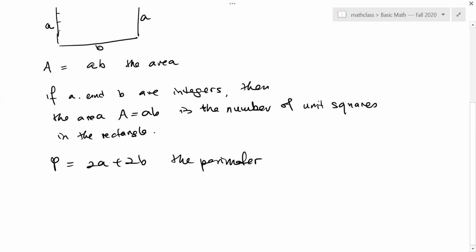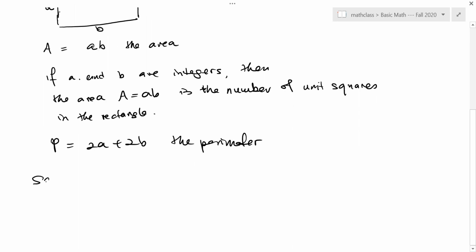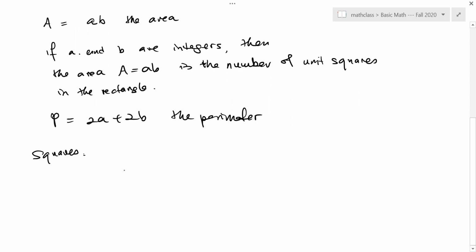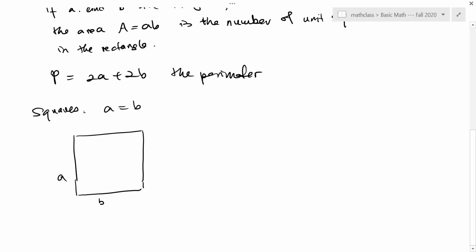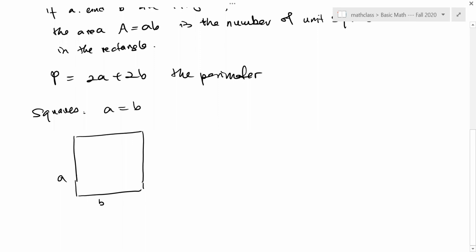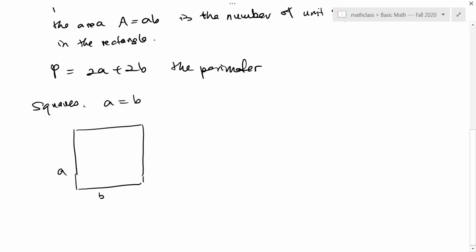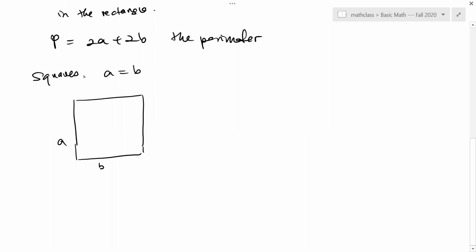All right, now let's look at the special case, squares. Squares are special rectangles. Squares means A equals B. The width equals the length, so those sides are equal. Then that's called a square. Squares are special rectangles.